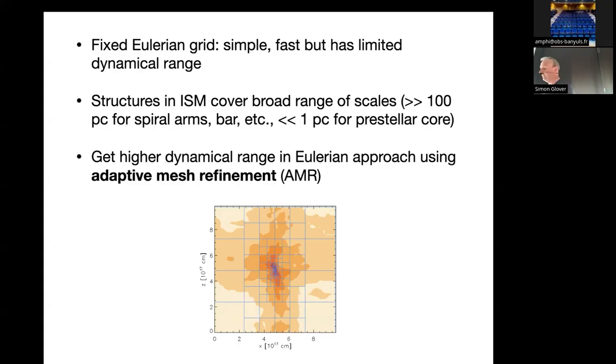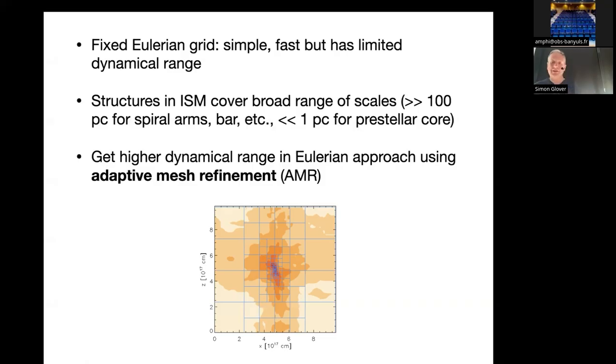If we want to model entire galaxies, we need to deal with scales of tens of kiloparsecs. Even if we're just interested in representing bits of galaxies like the central molecular zone or a spiral arm, we're still typically dealing with structures on the scale of a kiloparsec. And yet, if we want to model individual prestellar cores within clouds, these have scales of much smaller than the parsec. So this is a broad range of scales, and you can't really represent this on a single fixed mesh.